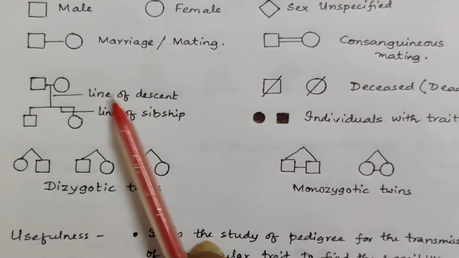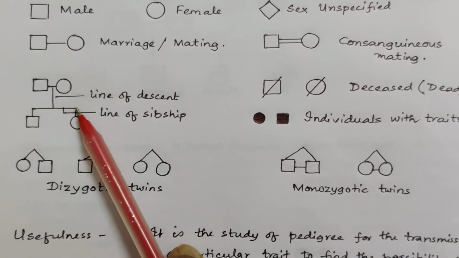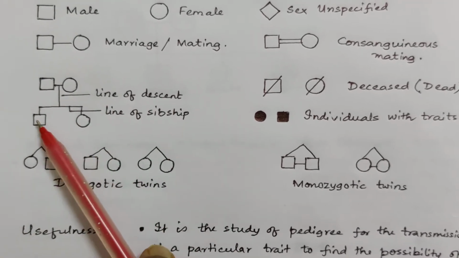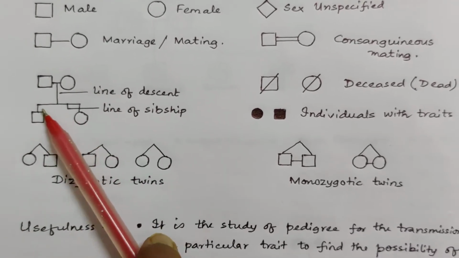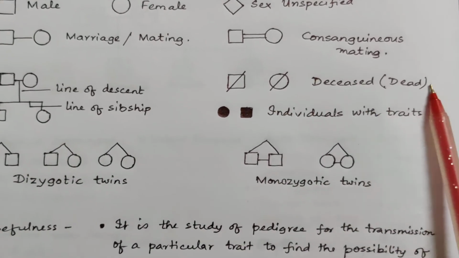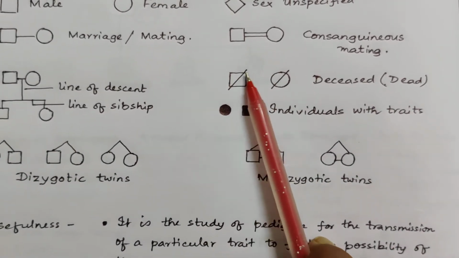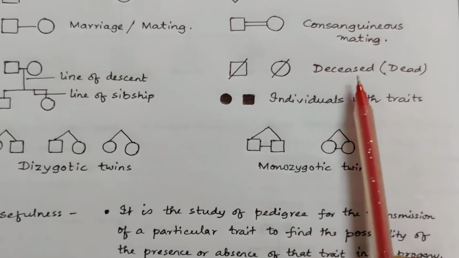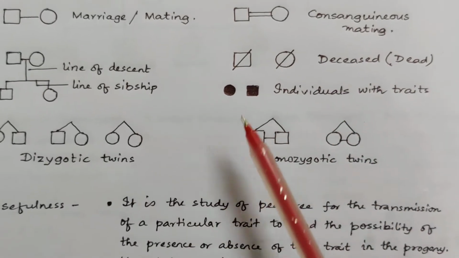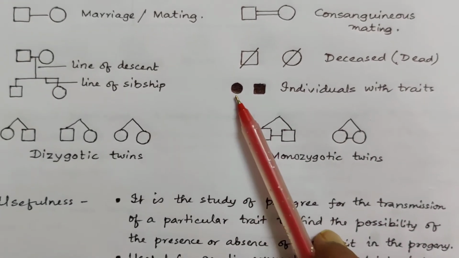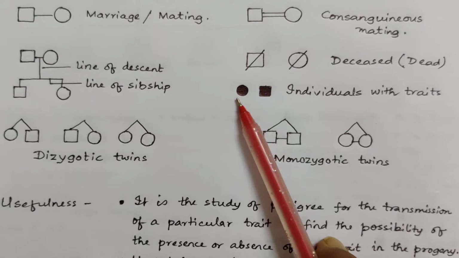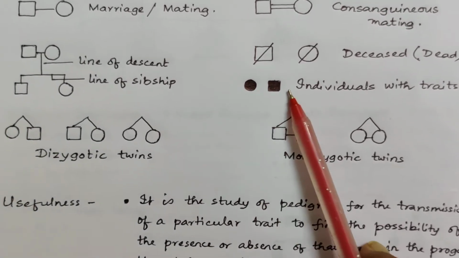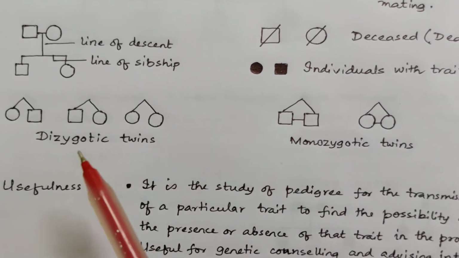Now this is the line of descent. Descent means from here the vertical line comes out. This is the line of offspring and this is the line of sibship. Now these are deceased or dead. If the male or female are cut from here, then we call them deceased or dead. Now individuals with traits or individuals with diseases are totally colored, means totally shaded. These are individuals with traits.